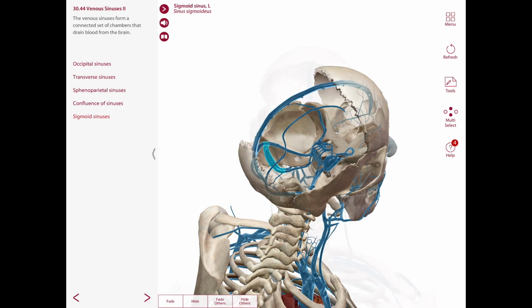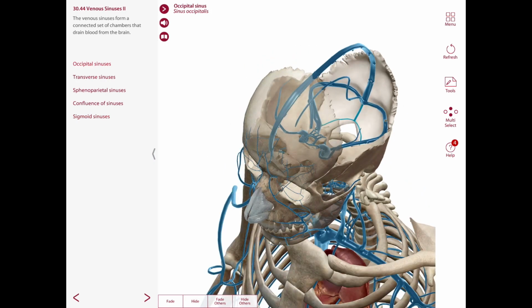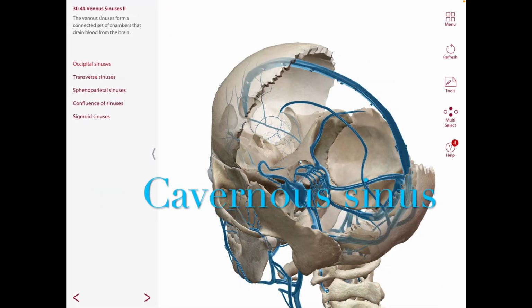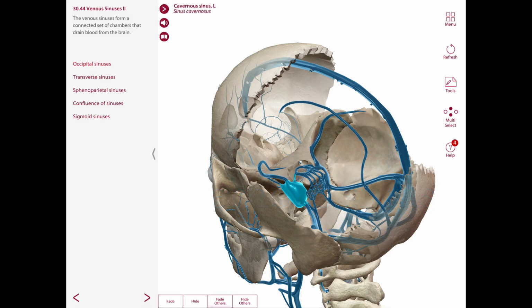And we also have an occipital sinus, which is a small sinus that runs along the posterior border of the falx cerebelli, and it ends superiorly in the confluence of the sinuses and inferiorly communicates with the internal vertebral venous plexus within the vertebral canal. Another structure we have to look at is the cavernous sinus.